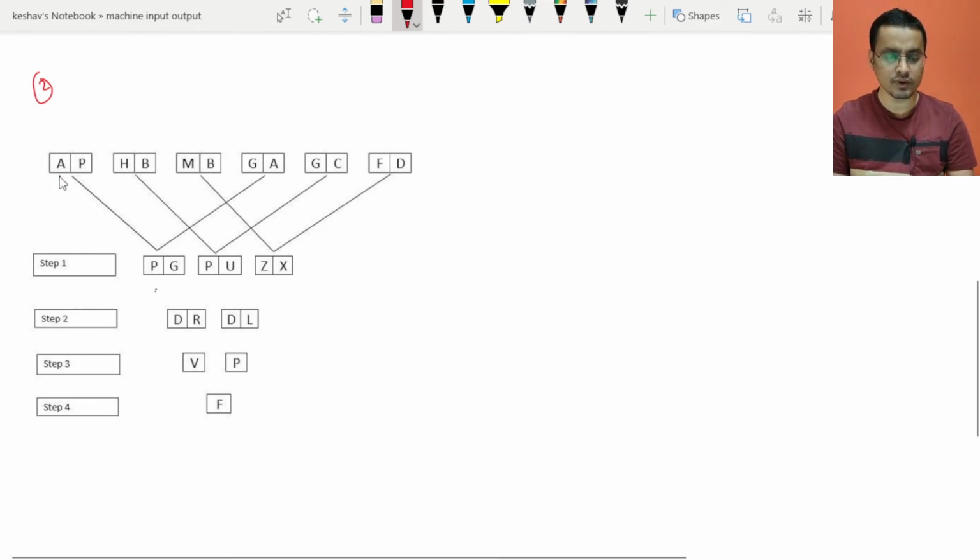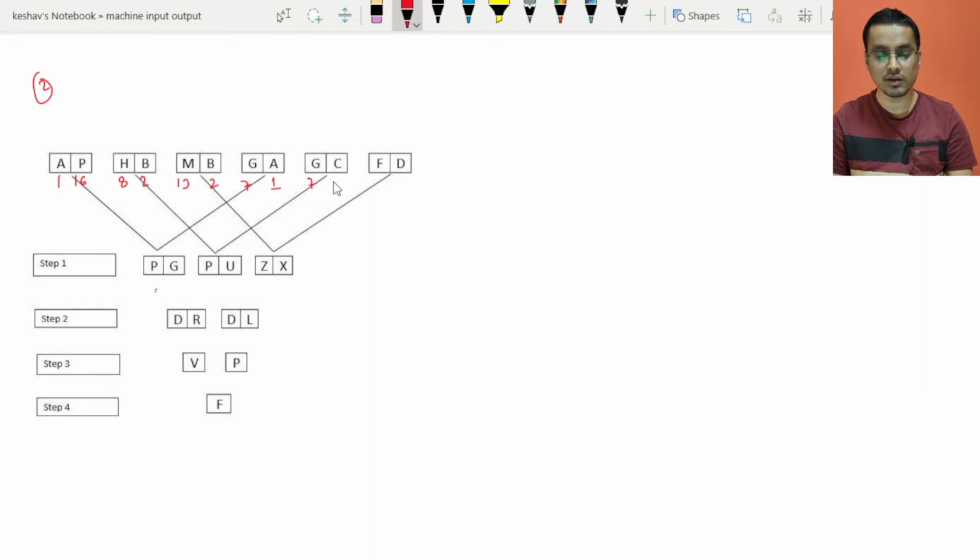What is the ranking of A and P? 16, H again 8, B 2, M that is 13, then B 2, G, ranking of G is 7, A 1, G again 7, D means what? 3. F 6, D that is 4. So this is the ranking of all the alphabets of the input. Now what is the ranking of PG? First, step 1: ranking of P is 16, G 7, again P 16, U that is 21, Z 26, X 24. Fine. So this is the ranking of all the alphabets in step 1.